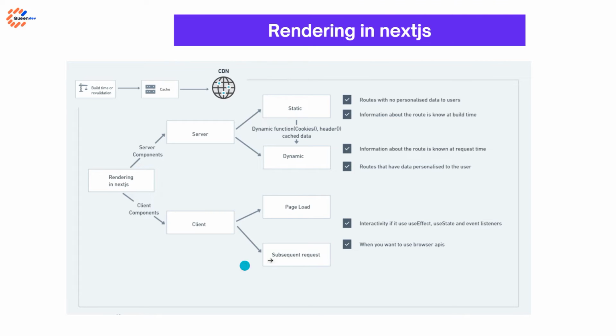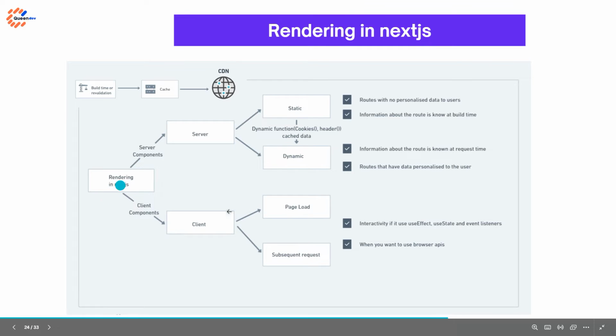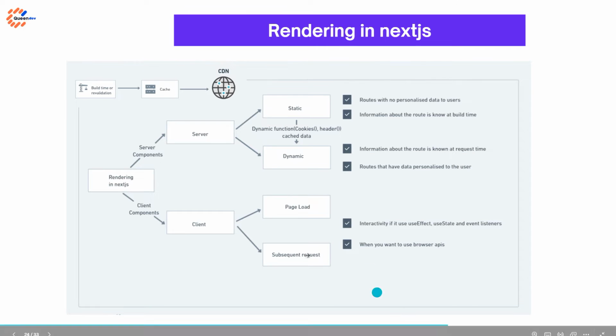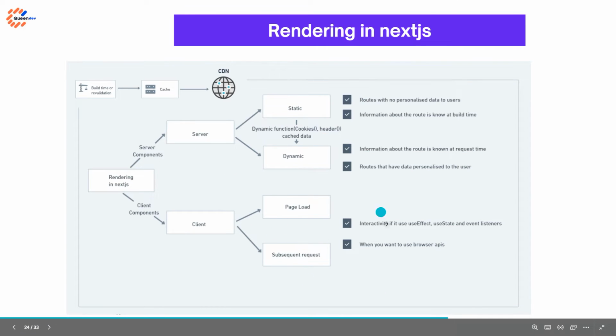But now on subsequent requests, we are not going to generate the HTML on the server. Again, it's going to be generated right in the client. So it's going to work normally, the React way. It's going to download the JavaScript files and parse them, all of that. So you're going to wait again. That is client-side rendering.